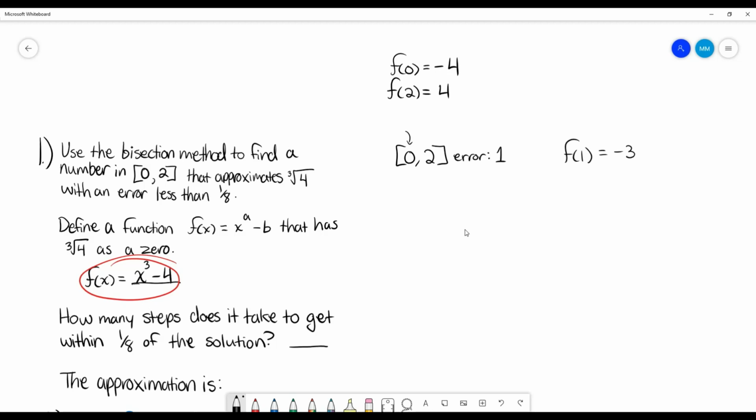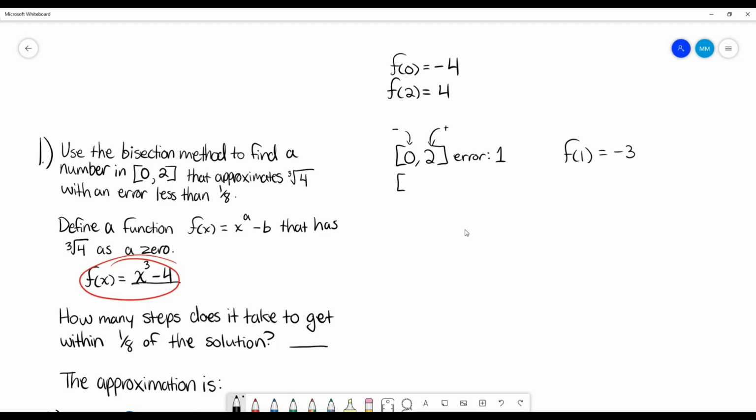So this is our negative one, and this is our positive one, which works out perfectly. Now, because this is our negative one, and we just found that f of 1 is a negative number, now we're going to change our interval.